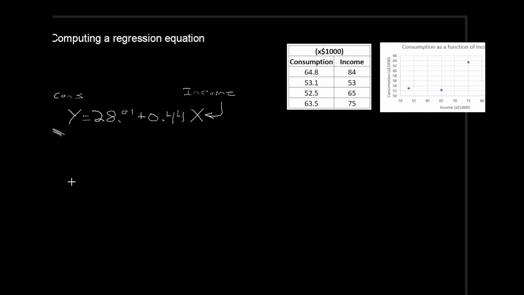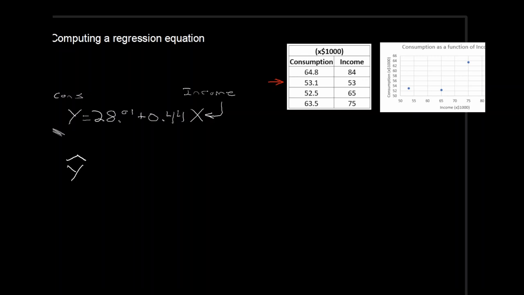So anytime we are predicting consumption, we would say that that predicted value is y hat, the predicted value. So for example, let's take one of our rows out of our data table here. Let's go pick the second row just to pick something different.